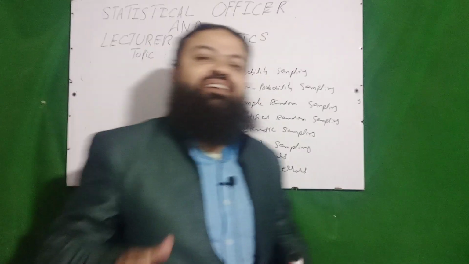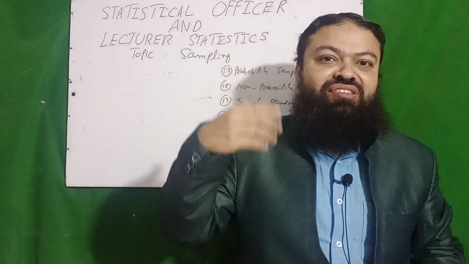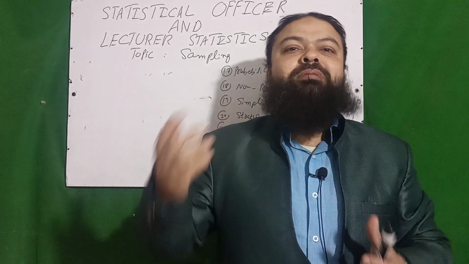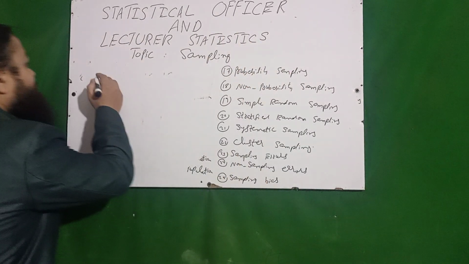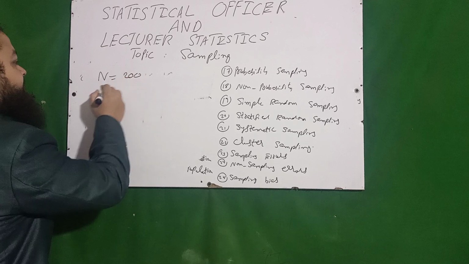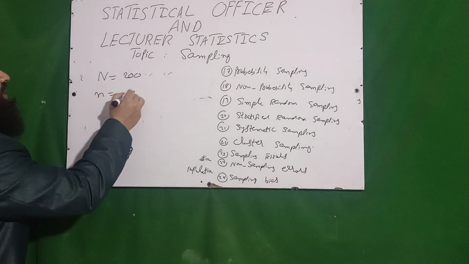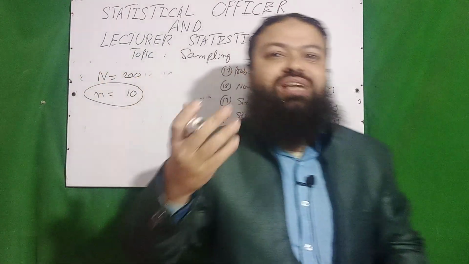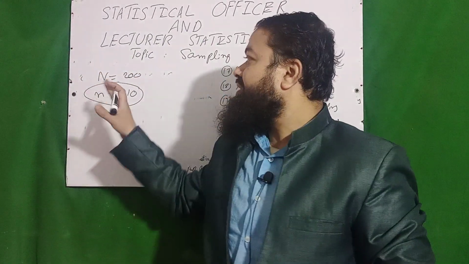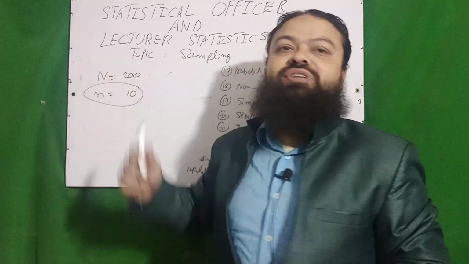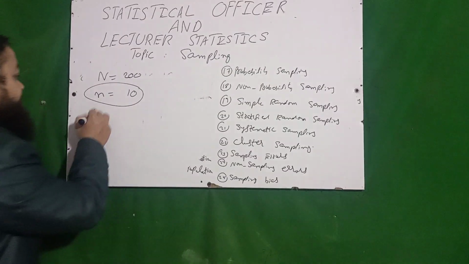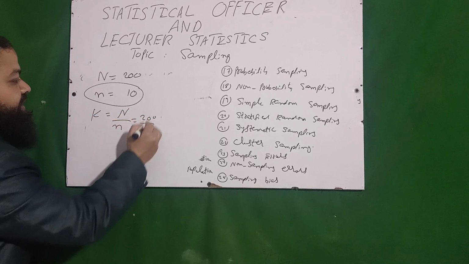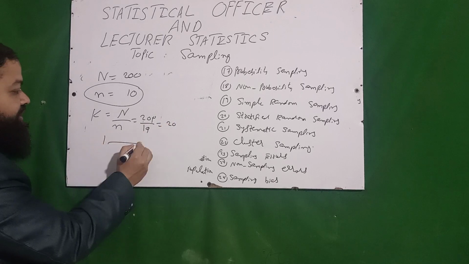The word says that we have a system. We use a system, a method which is used to collect the sample from the population. For example, there are 200 shops, that is capital N, and you want to take a sample of 10 shops. You want to collect the information with the help of 10 shops only out of 200 shops. First of all, you will have to find out K, which is obtained by capital N over small n, 200 over 10, and that will be 20.